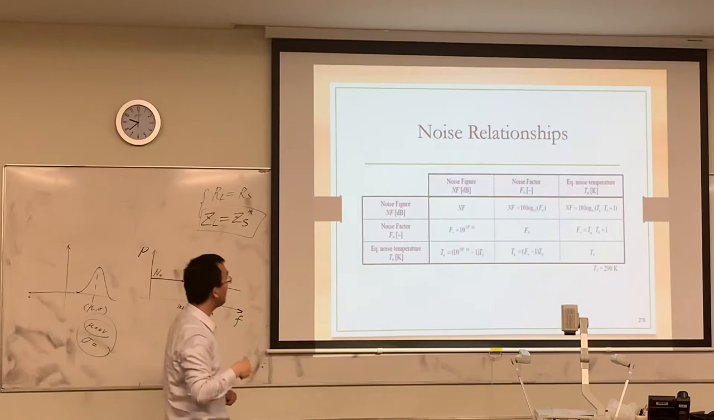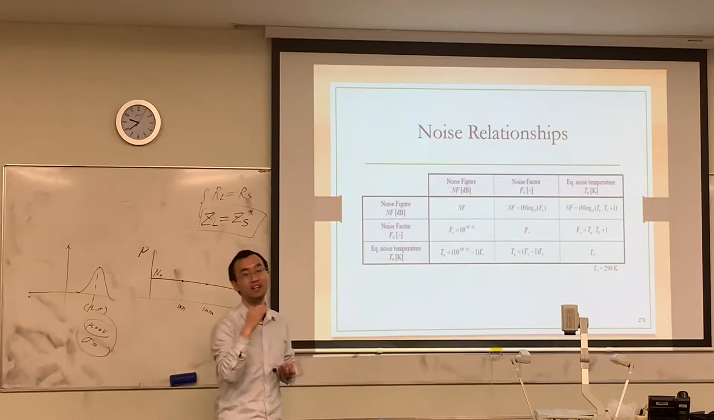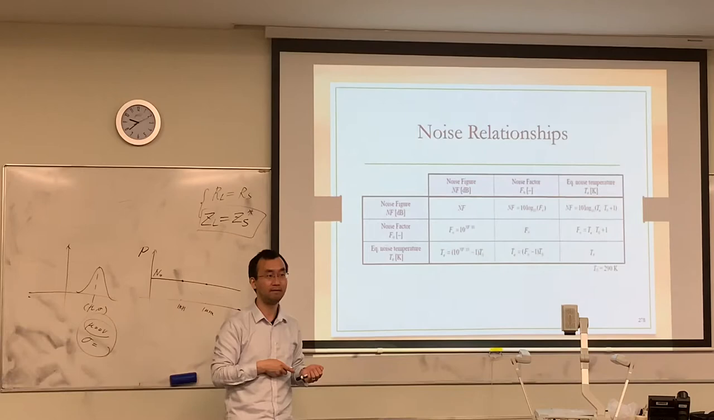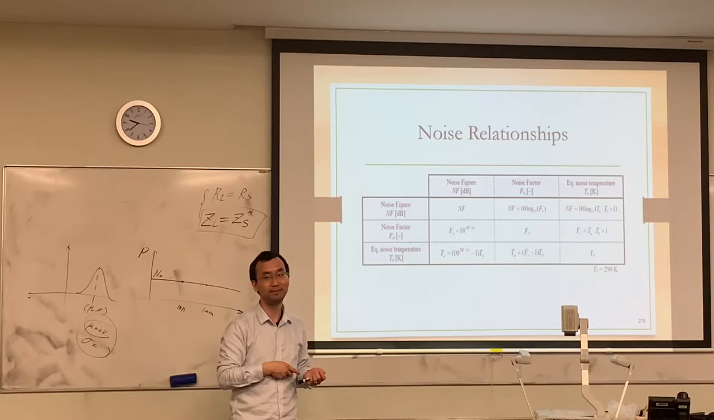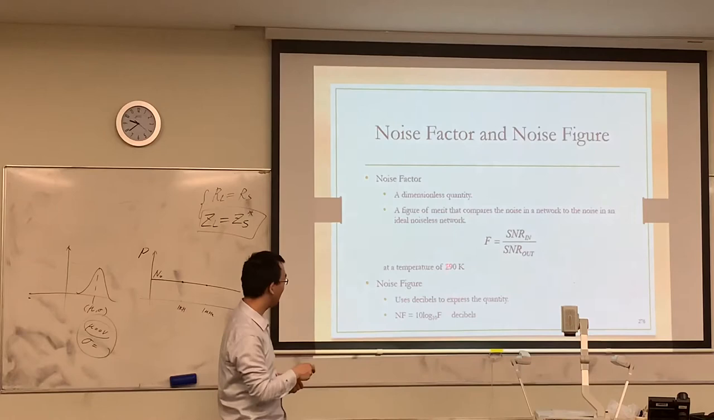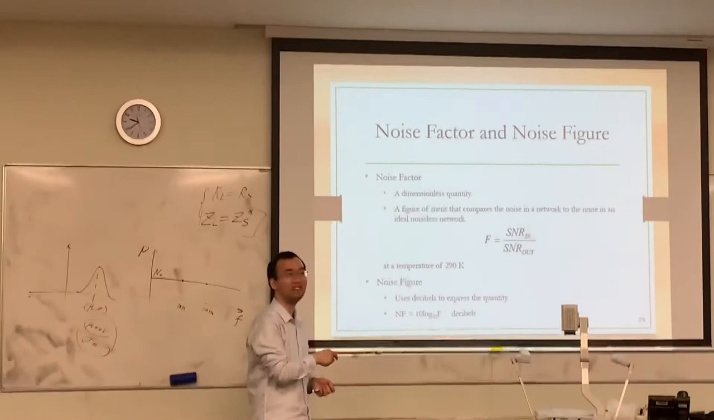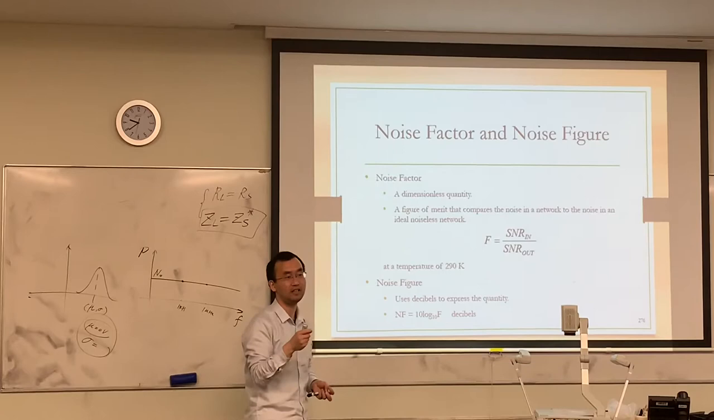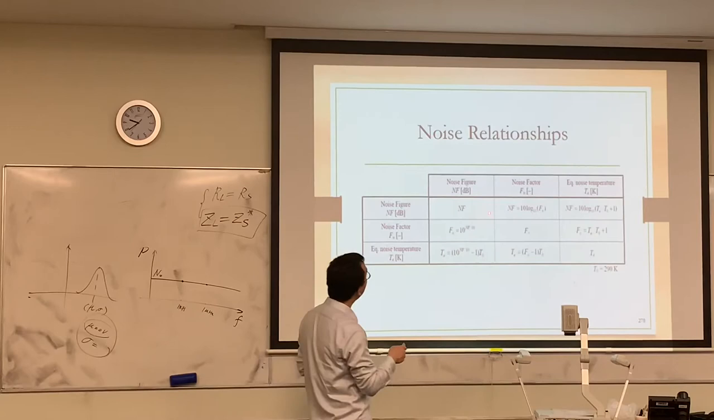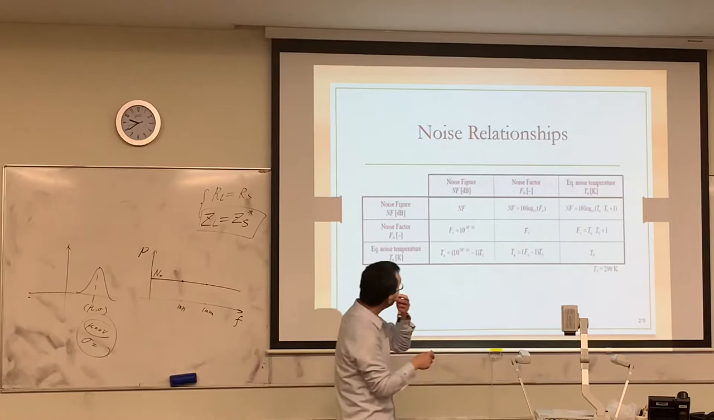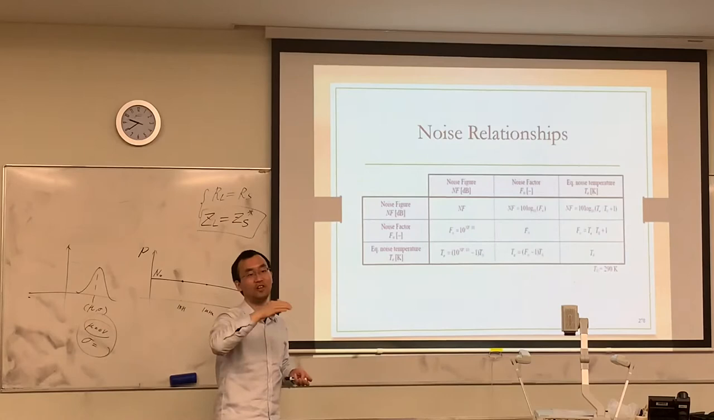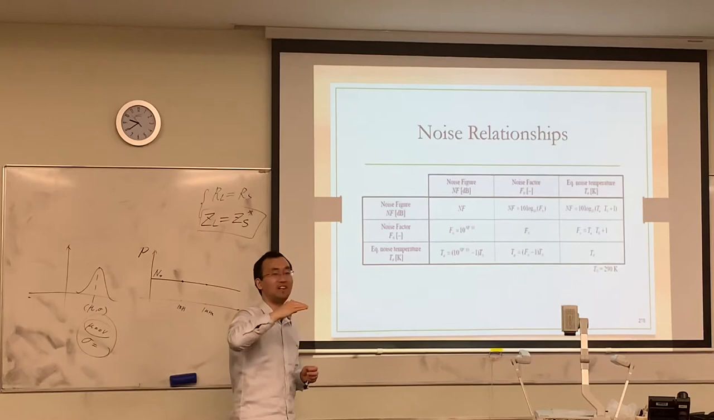Remember for the noise figure, we have a reference temperature. What is the reference temperature? You forgot, right? Yeah, the reference temperature is here: 290 K, roughly, like 18 or 19 degrees. So if you convert the noise to an equivalent noise temperature, then you can see how noisy the circuit is. The higher the noise temperature, the noisier the circuit.